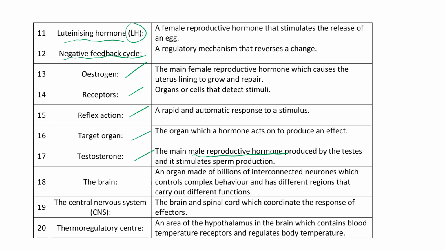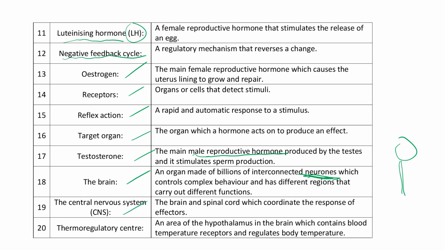The organ made of billions of interconnected neurons, okay, sounds like a lot of neurons here, which controls complex behavior and has different regions that carry out different functions. The brain and the spinal cord, so you've got the brain inside the head and you've got the spinal cord that comes down: central nervous system.